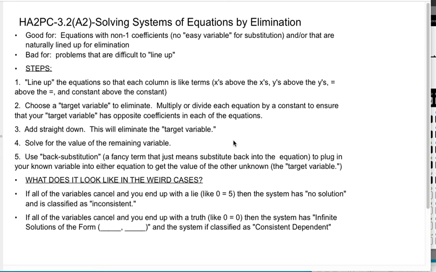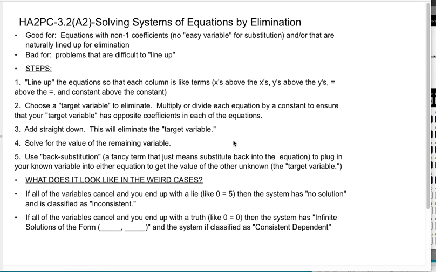All right, this is Honors Algebra 2 Pre-Calc. We are doing 3.2 in Algebra 2, which is solving systems of equations by elimination. So you've already learned two methods, graphing and substitution in 3.1. We're now going to learn a third method called elimination. In Chapter 4, we're going to learn how to use matrices, which would be a fourth method to do this.